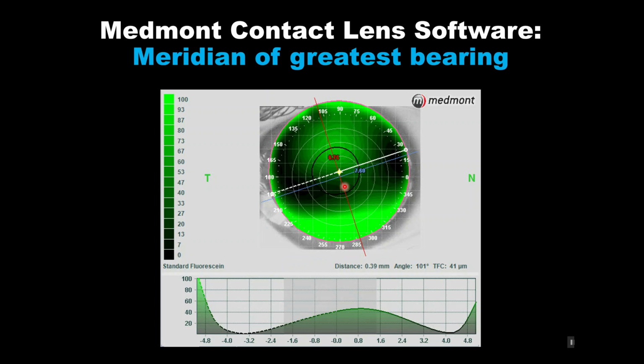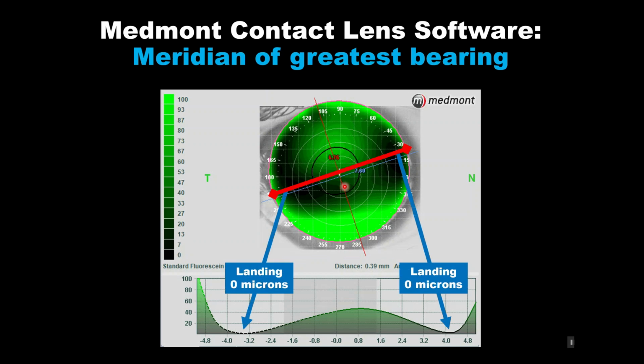Now, once we find the flat meridian, we want to ensure that that lens touches itself down. By clearing the corneal apex, that gives you this landing in the mid-periphery to create the stability that we need for a healthy, rigid contact lens fit.